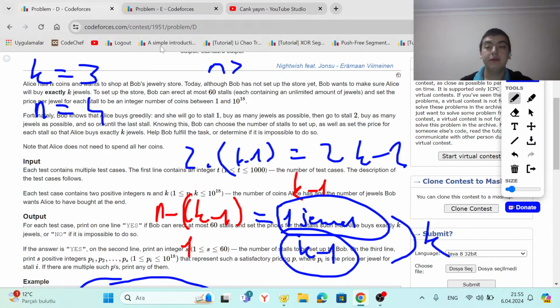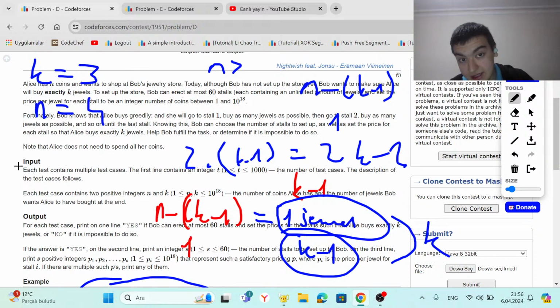Now, what did we set? We can put n minus k minus 1, and after that, we can put 1. But let's use this strategy on this input. Firstly, put k minus 1, n minus k minus 1. It will be 2. After, put 1. When you put 2, n is equal to 4. So we will buy 2 jewelries.